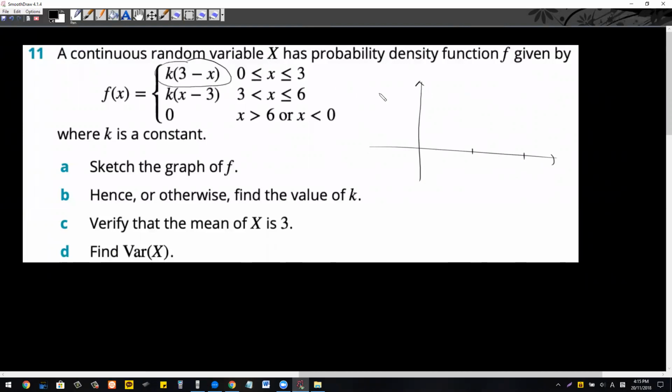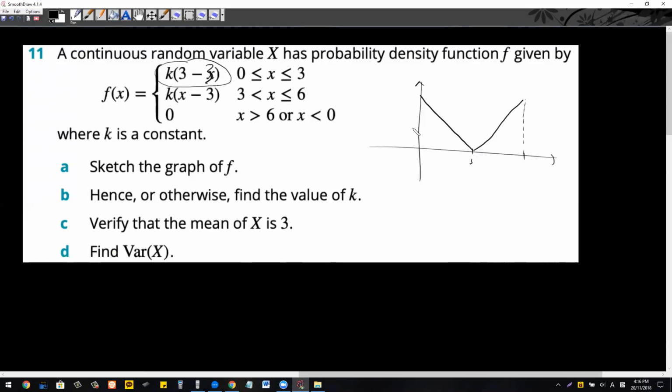This one is a straight line that's going downward, isn't it? But it definitely must go through 3 here, because if I plug in 3 here, then it's 0. So the straight line goes like this. And the other one is also a straight line passing through 3, so it has to go like that. That's a negative gradient, and this is a positive gradient.